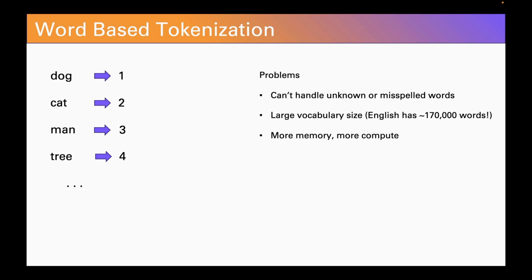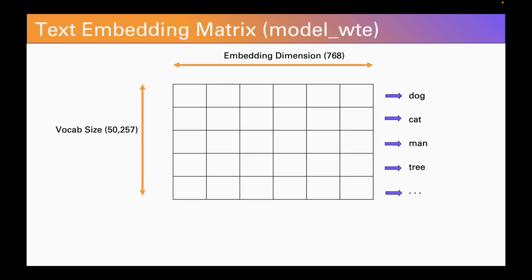We can actually demonstrate this inside the spreadsheet. So inside the spreadsheet is a specific tab called model_WTE, what's known as the text embedding matrix. The important thing to know here is that each row of this matrix corresponds to a single word. So it's the entire vocabulary size, in this case 50,257, because there are 50,257 known tokens inside the GPT-2 model.